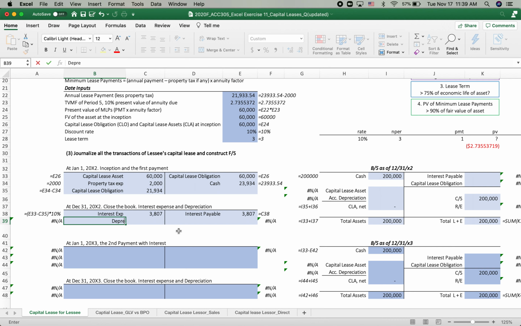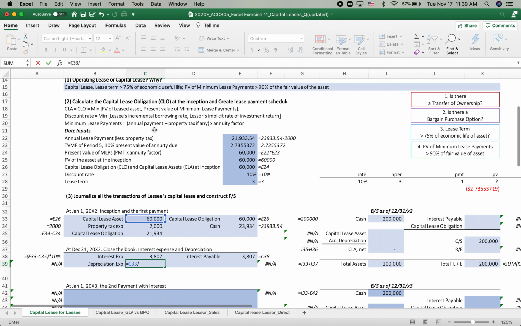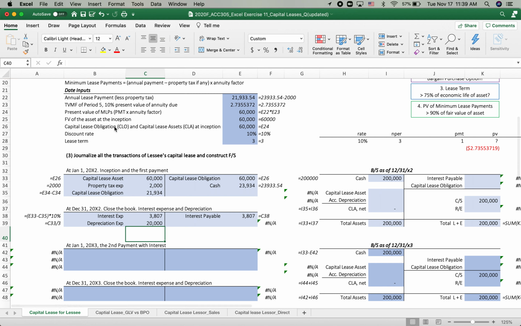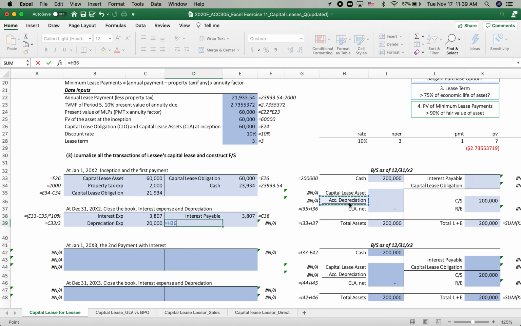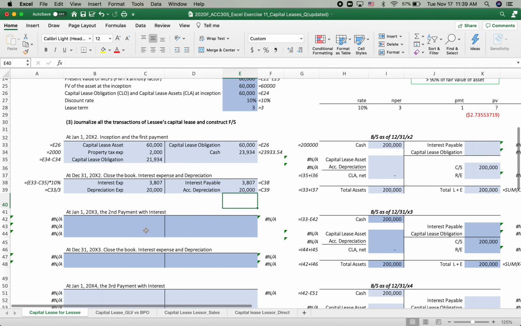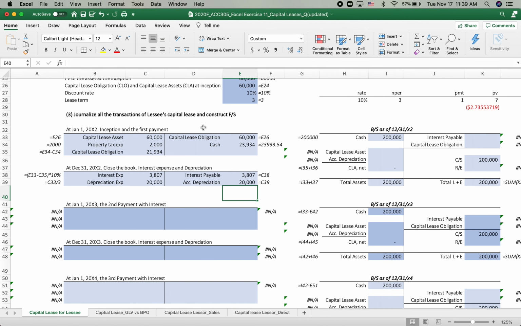We need to recognize depreciation expense for this capital lease asset. Capital lease asset, $60,000 divided by how many years? The lease term, right, 3 years. So 20,000, and accumulated depreciation. We recognize the same amount so that we can reduce the capital lease asset. Okay, that is the first year transaction.